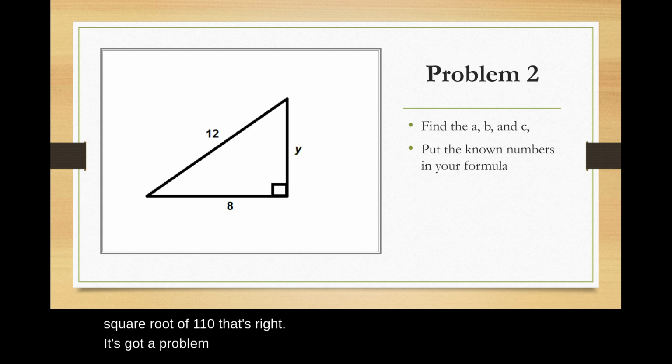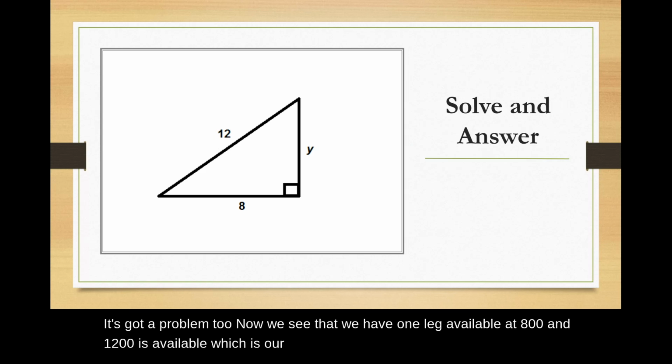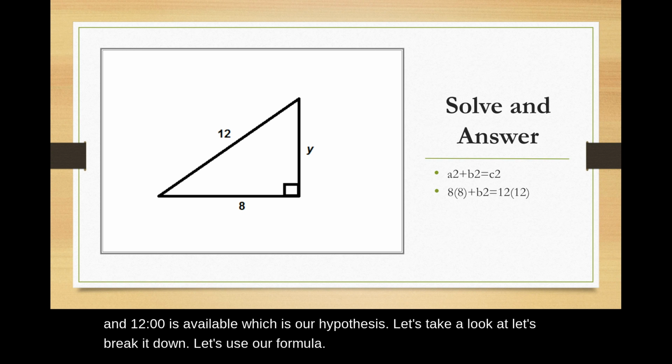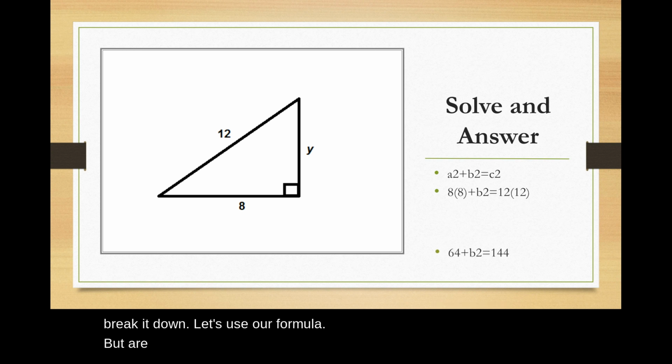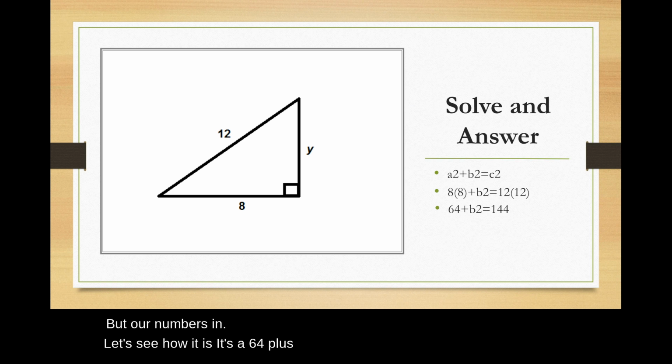Now we see that we have one leg available at 8 and 12 is available, which is our hypotenuse. Let's break it down. Let's use our formula, put our numbers in. It says 64 plus B squared equals 144.